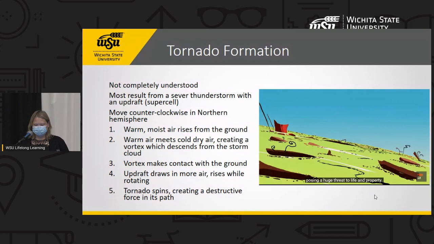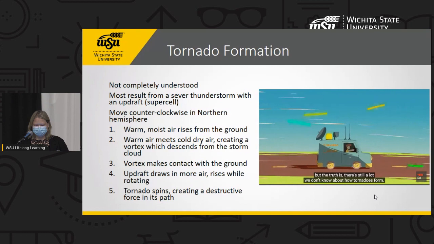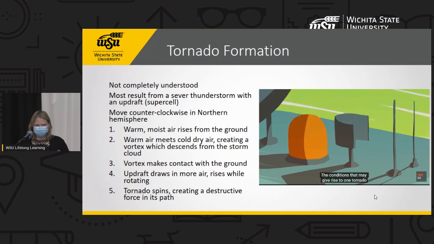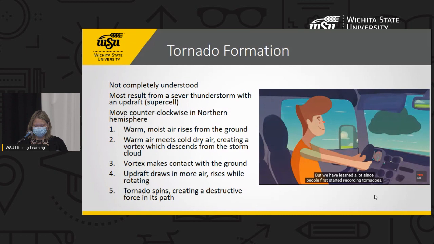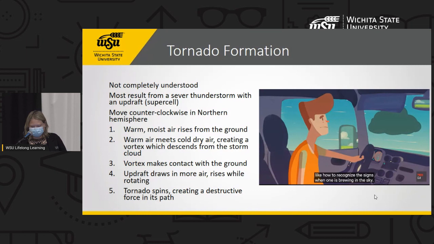Because of this, there's a great deal of research into these phenomena. But the truth is, there's still a lot we don't know about how tornadoes form. The conditions that may give rise to one tornado won't necessarily cause another. But we have learned a lot since people first started recording tornadoes, like how to recognize the signs when one is brewing in the sky. Are you coming along for the ride?